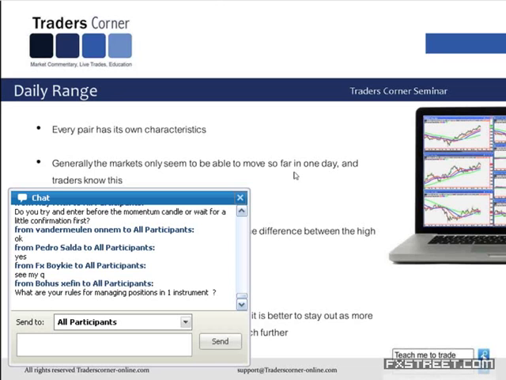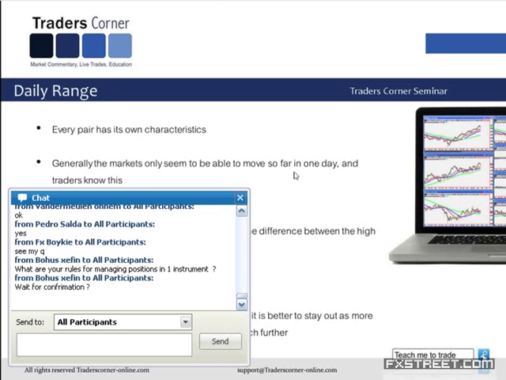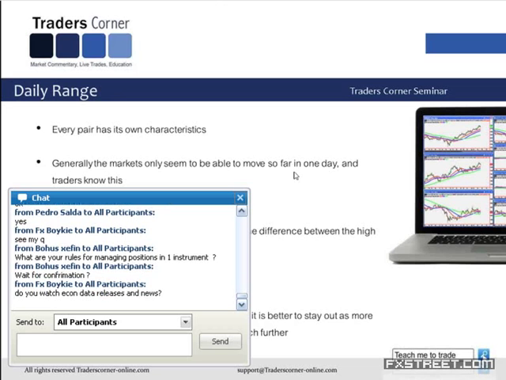What are my rules for managing positions in one instrument? I wait for confirmation. Yes. Boyki, yes, I answered that. I do watch for economic data releases and news, more so on the shorter term time frames than on the longer term ones. On the longer term ones, to be honest, I don't pay that much attention at all. Obviously, I wouldn't take a punt going into non-farms or an FOMC meeting. But generally speaking, I pay attention to them on the shorter-term timeframes and not so much on the longer-term timeframes.